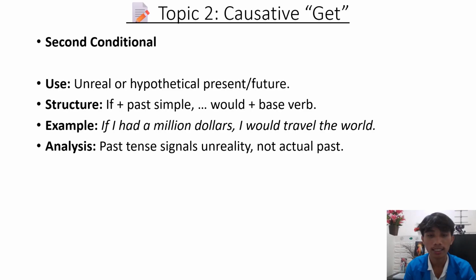This is the second conditional. The structure is if plus past simple, would plus verb. It expresses an unreal or hypothetical situation in the present or future. For example, if I had $1 million, I would travel the world. The past tense here signals unreality, not actual past time.